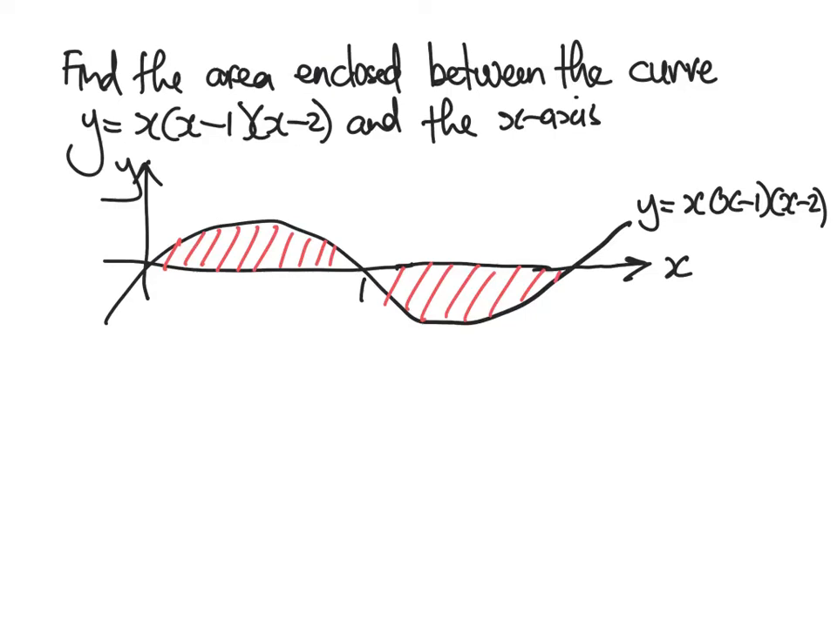Okay, next question. Find the area enclosed between the curve y equals x(x minus 1)(x minus 2) and the x-axis. So it's a cubic curve, certainly, because you have three x's there, x to the power of 3 when you multiply. So the limits are 0, that's 1, and that is 2.